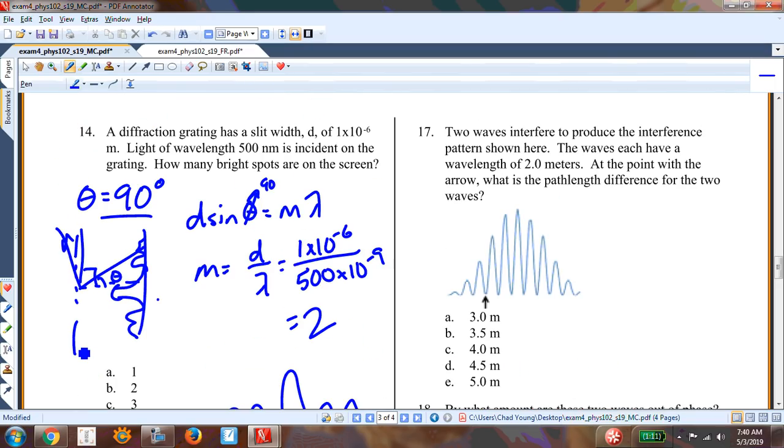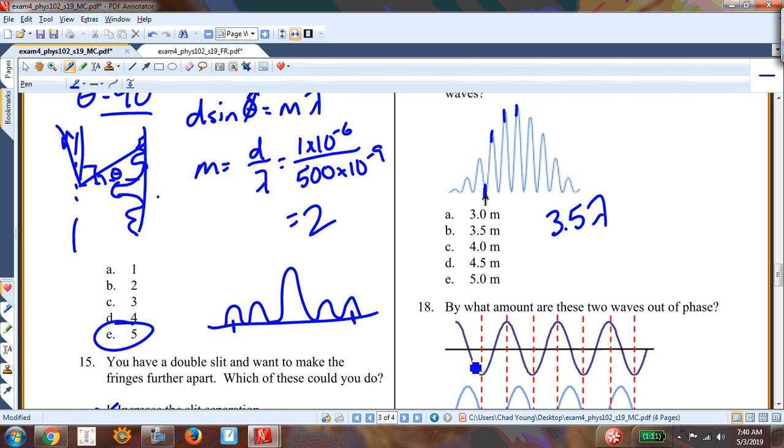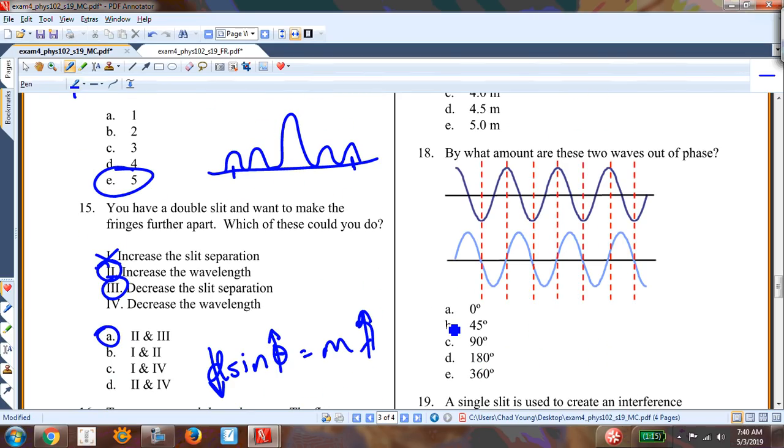Number 17. Here the wavelength is 2 meters. What is the path length difference? So let's see. I'm at 1, 2, 3. So that's my third order. And then this is another half wavelength over, so it's 3.5 wavelengths. My wavelength is 2, so it's going to be, I'll have to come back and change this. I'll change the numbers on this, number 17. And then by what amount are these two waves out of phase? These two waves are out of phase by 90 degrees.